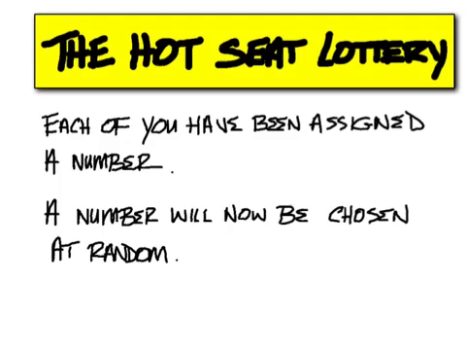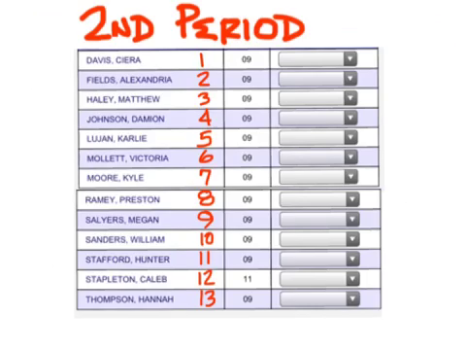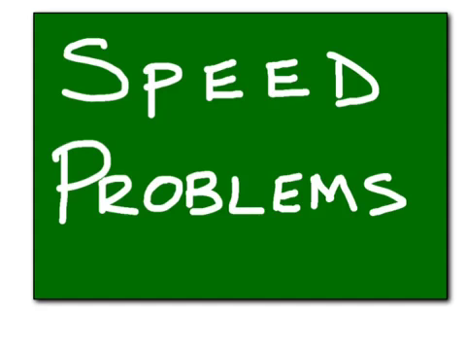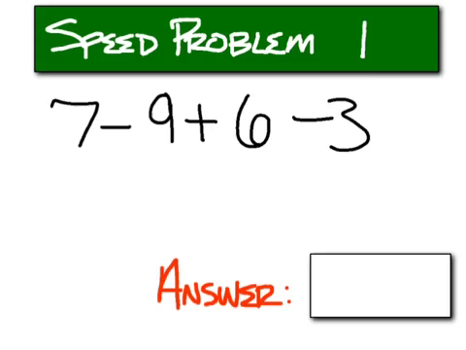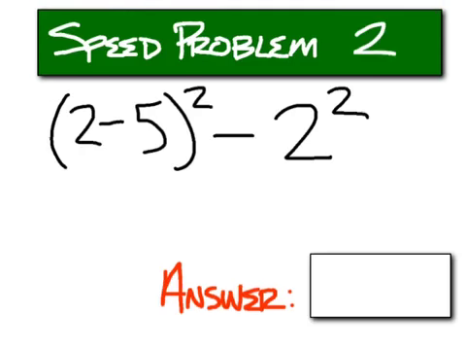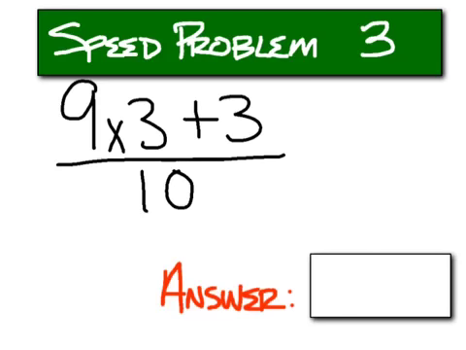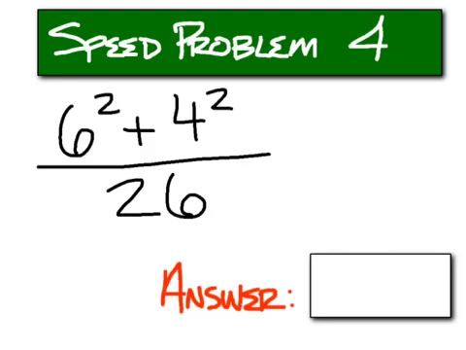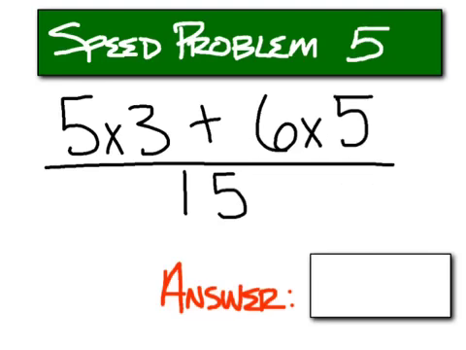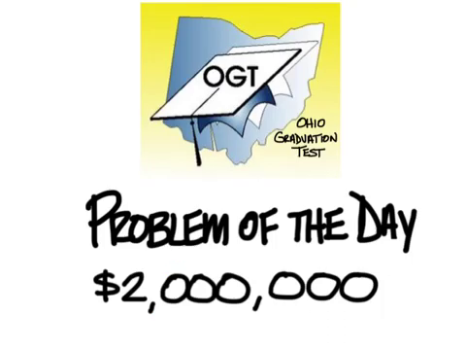Do the speed problems. Hot seat lottery. Okay, winning number today is 7. Kyle Moore. Number 1. Okay, answer for this one was 1. Number 2. Alright, answer for this one is 5. Number 3. Okay, answer for this one was 3. Number 4. Answer is 2. Number 5. Okay, answer for this one was 3.